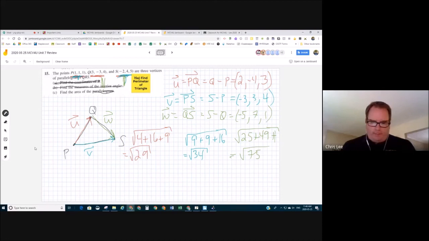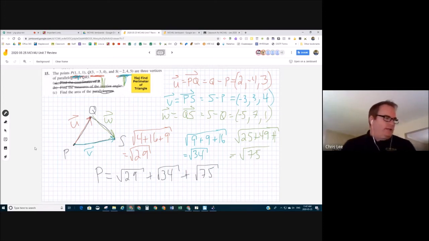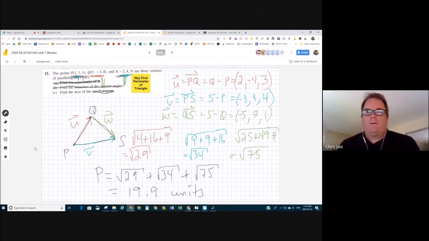And so if we're finding the perimeter, it's just going to be adding all these up. So root 29 plus root 34 plus root 75. Now, technically, that's the nicest answer. That's the most exact, precise answer. But if someone asked you to find the perimeter and you gave them this response back, it probably wouldn't mean anything to them. So I would actually go off and do the decimals for each one. Square root of 29, square root of 34, square root of 75, and I would get 19.9 units as an answer. Okay?